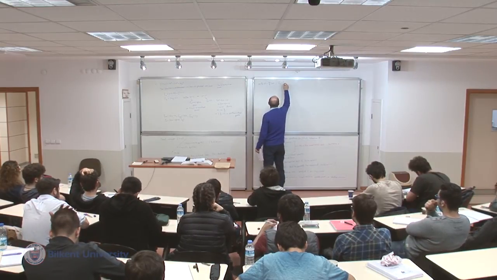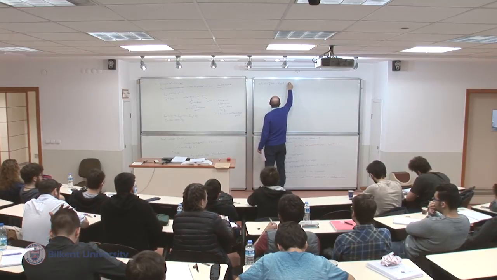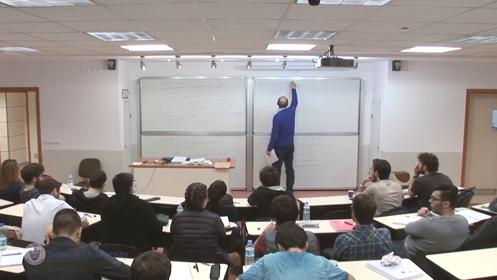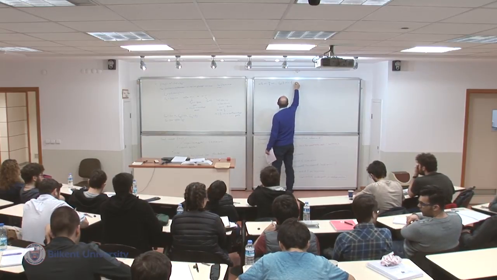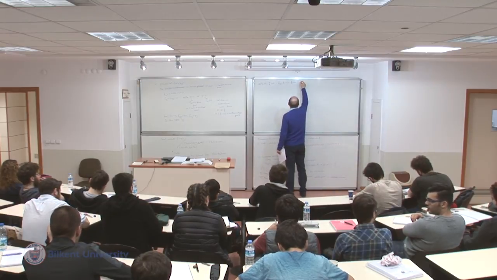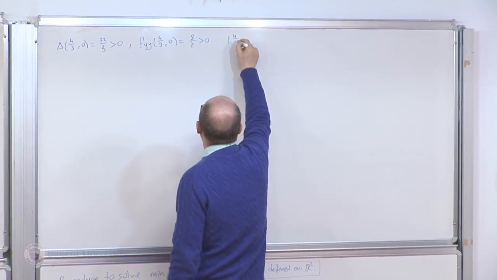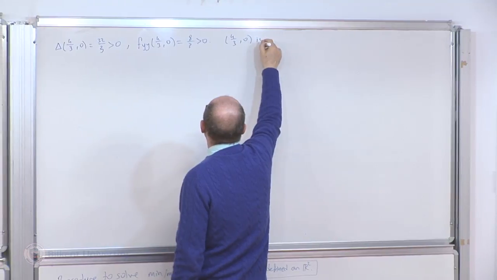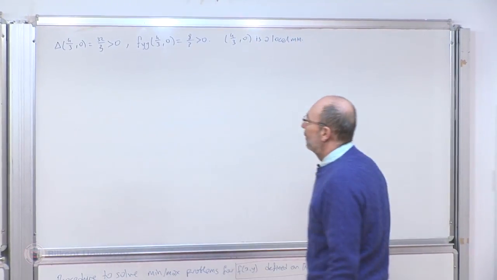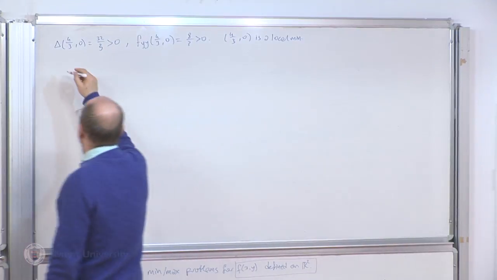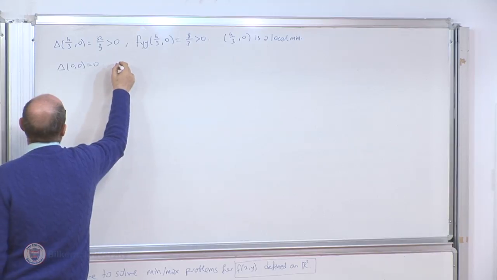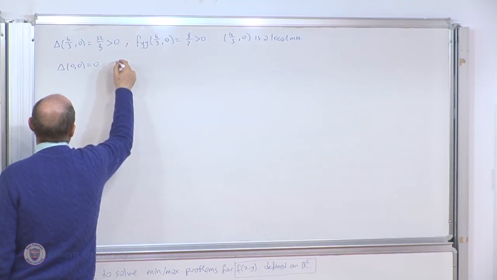(4/3, 0). This is equal to 2x. So this is what? 8 over 3, positive. Okay. So (4/3, 0) is a local minimum. Okay. Discriminant at (0, 0) is 0. So the second derivative test fails.